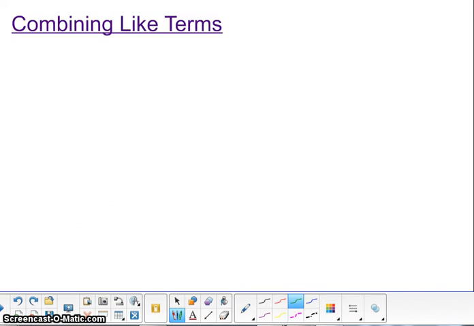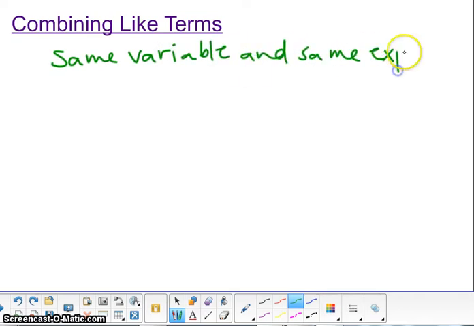And now let's talk about combining like terms. Alright, so when you combine like terms, you should always look for the same variable with the same exponent. Okay, so that's what that means, same variable and same exponents means that you can add or subtract them together.